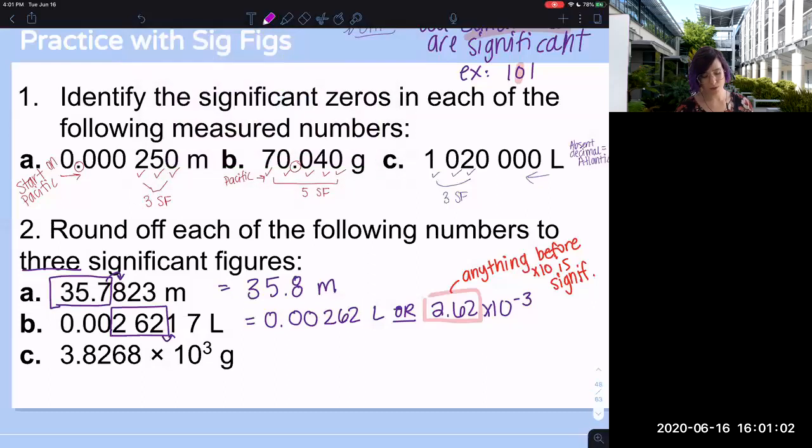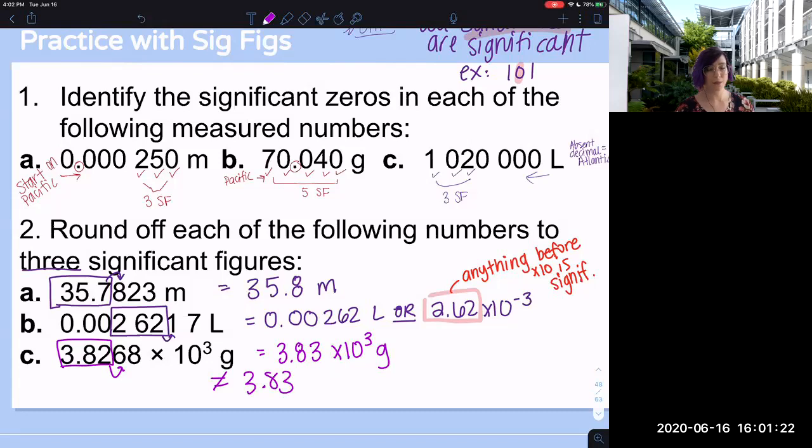And let's do this last one. So if I want 3 sig figs, I'm going to put my 3 numbers in a box. And I'm going to say equals 3.83 because I have a 6 on the outside of the box. But you can't forget to include the rest of your number. You can't just say it's equal to 3.83.